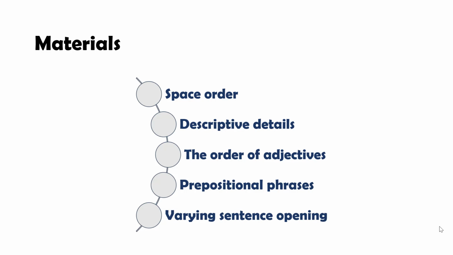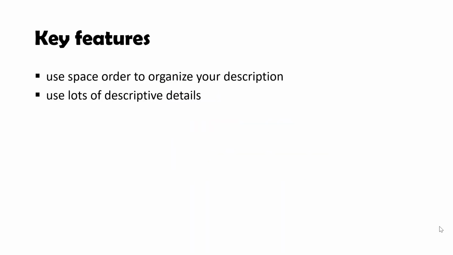In writing a descriptive paragraph, you must know how to write the space order, how to describe the details, how to order the adjectives, and how to use the prepositional phrases. The last one is how to vary the sentence opening using prepositional phrases.